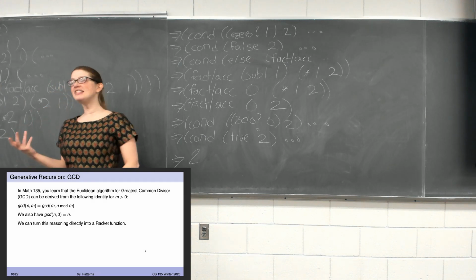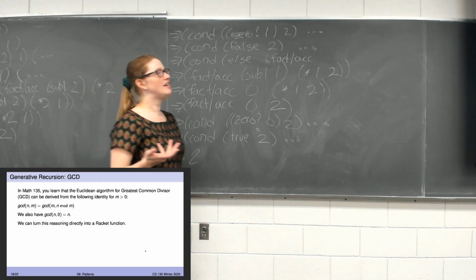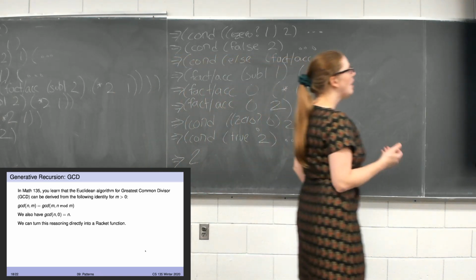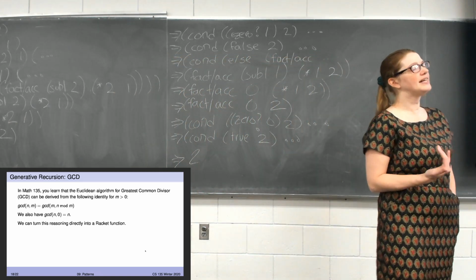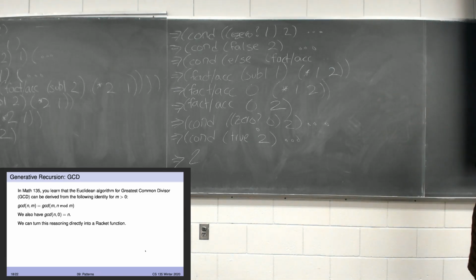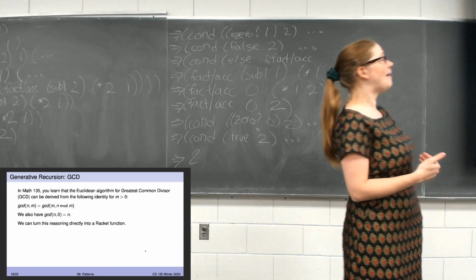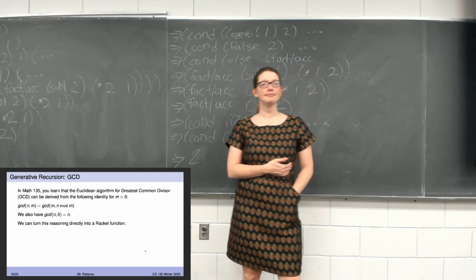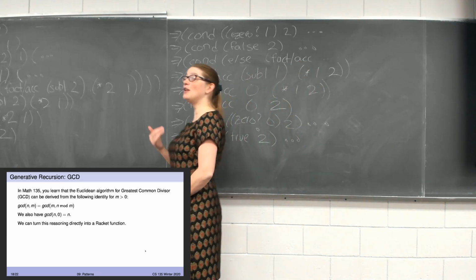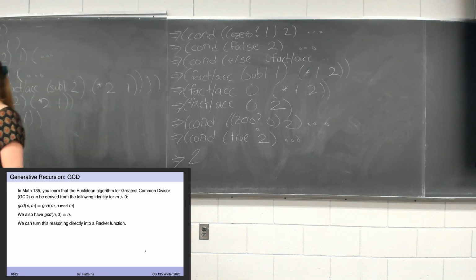But there is this identity that exists, and it might be called Euclid's identity. I don't remember. This course was a long time ago for me. But how it works is we've noticed that the GCD of n and m is equal to the GCD of m and n mod m. And if you do this, it will actually give you the greatest common divisor.